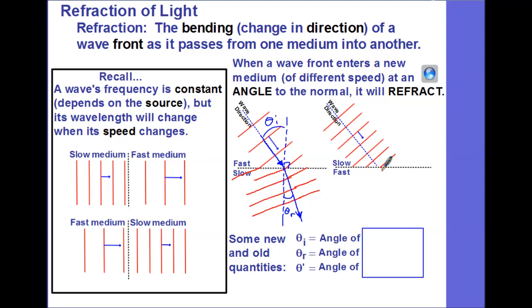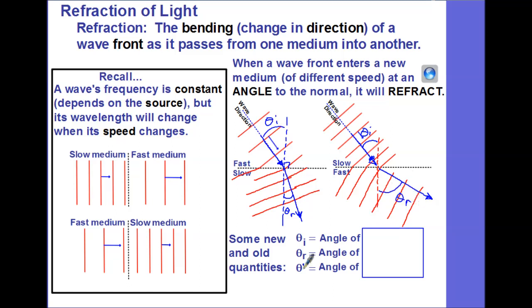Since this is a faster medium, this portion of the wavefront would probably get in front of that, if you will, and so now we would see that the wave is bending away from the normal. Again, with the normal line here, go ahead and draw something like that. We have an incident angle and we have a refracted angle. And so this one is bending away.